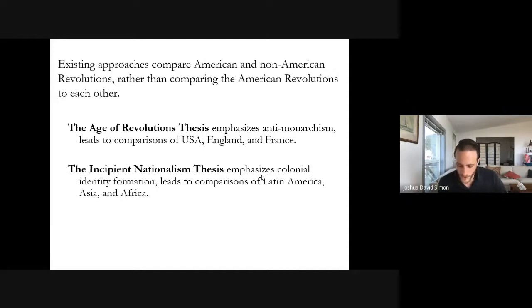The Age of Revolutions thesis also tends to pass over the peculiar institutions present in British North America and in Portuguese and Spanish South America, but absent in Europe at the end of the 18th century. So it reduces the important roles that African slavery and the colonization of indigenous lands played in the ideology of the American independence movement and in the political struggles of the early American Republic.